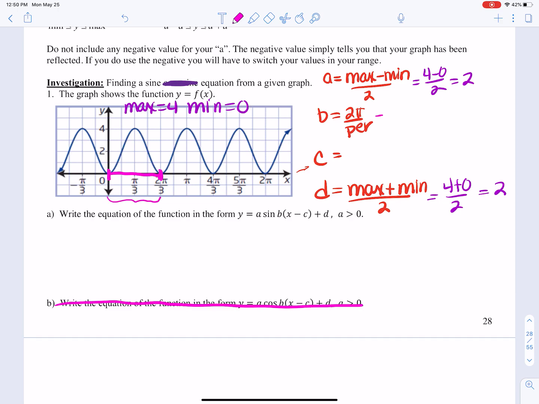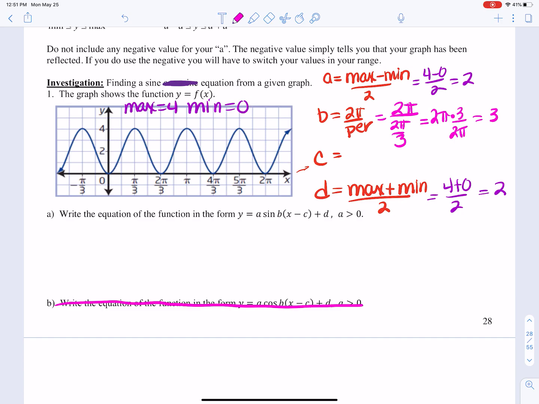So my period is 2 pi over 3. And we're just going to clean that up right away. And I'm going to times it by the reciprocal, which gives me a b value of 3. Now we've got to find the horizontal phase shift.